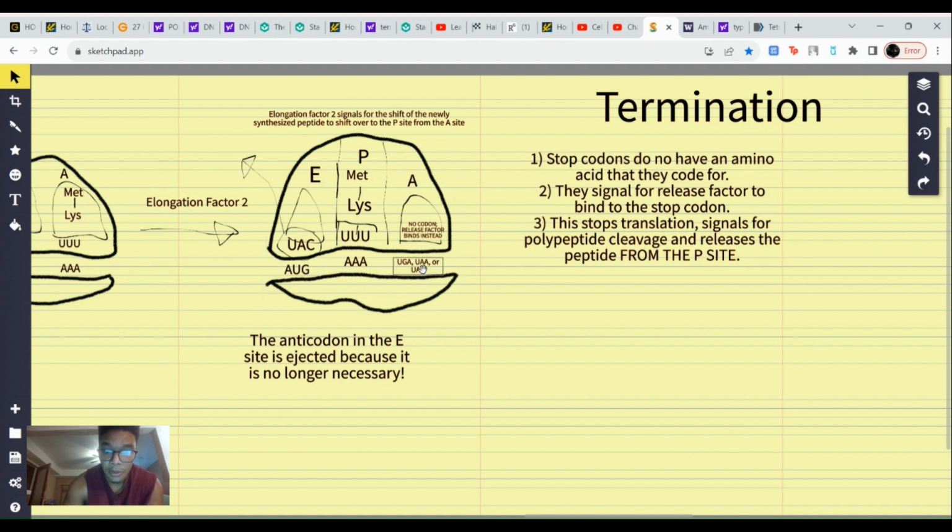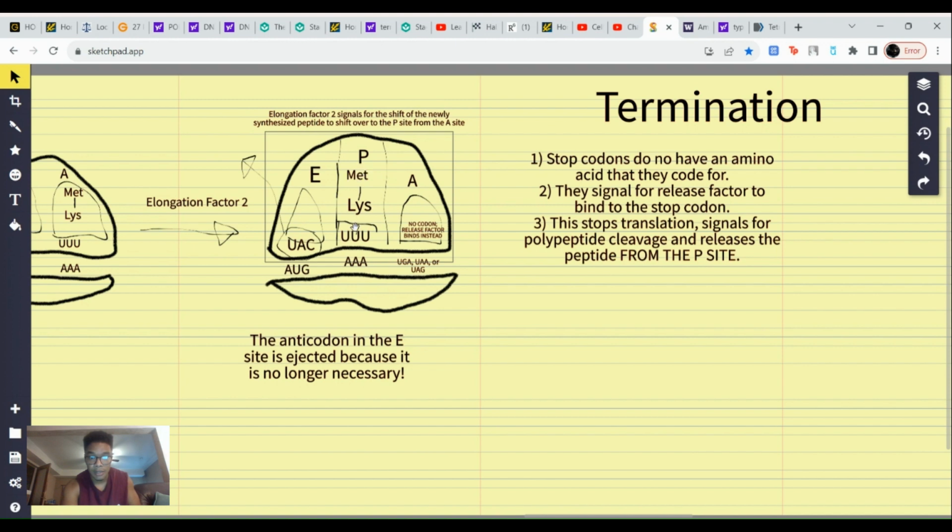And now those stop codons, remember there's 64 codons and 61 of them encode for amino acids. The 3 that don't are UGA, UAA, and UAG. These code for release factor, and that binds this codon where the anticodon should be. And immediately it stops translation, signals for cleavage, and releases the peptide from the P site.